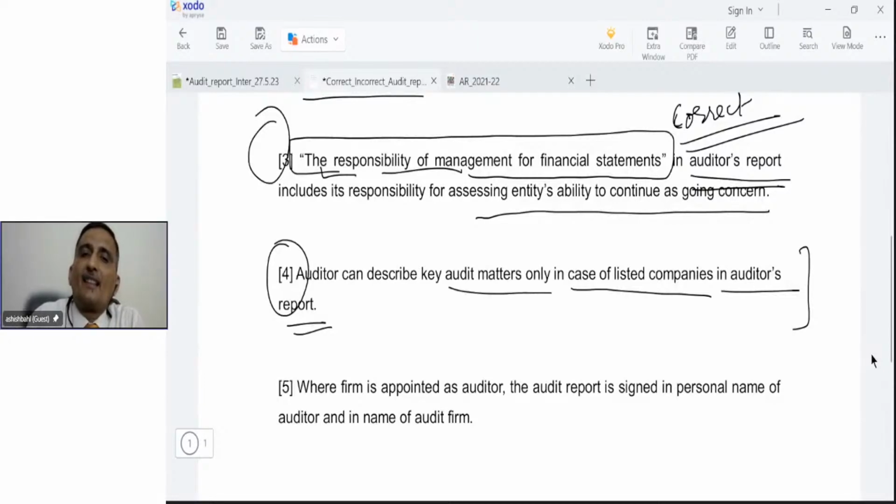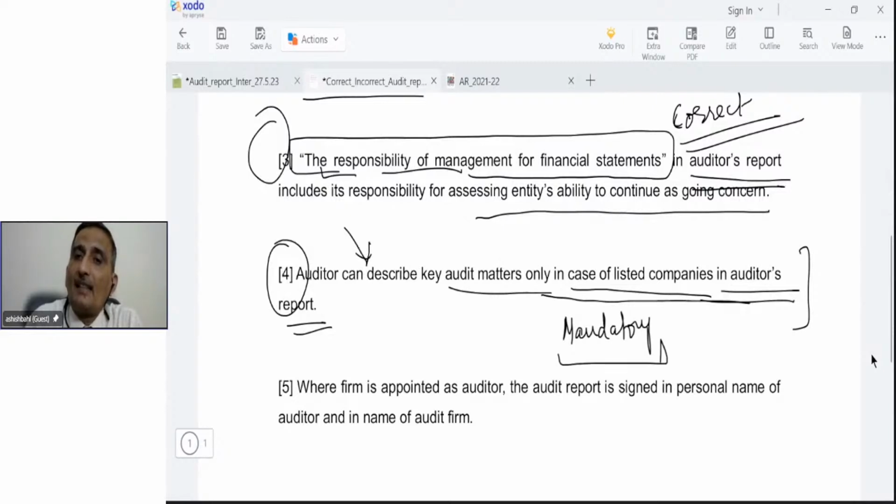Auditor can describe key audit matters only in case of listed companies. Listed company के case में mandatory है. These are compulsory required to be stated. But in other cases also the auditor can describe key audit matters if he chooses to do so. I had told you, but you are not listening. तो ये तो होगा ही. Darshan, you have stated it correctly.